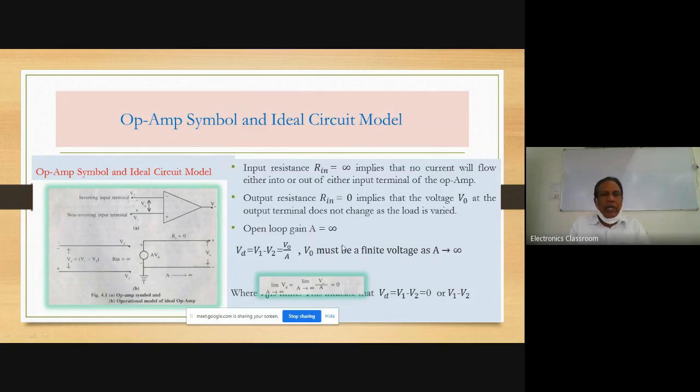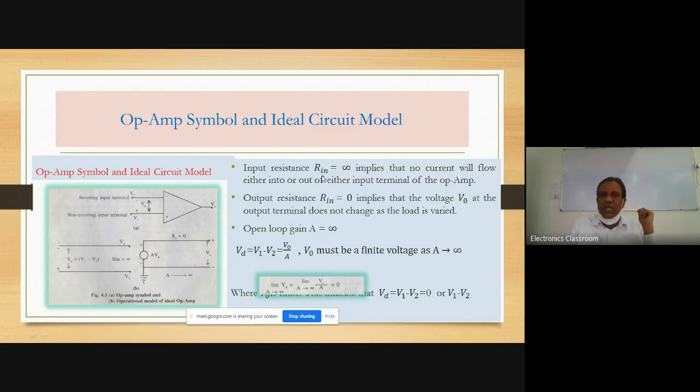Okay, I will just recap this one again. Every student has to remember that there are three assumptions. What are the three assumptions? Rn equal to infinity, first assumption. R0 is equal to 0, output resistance 0, second assumption. And A equal to infinity, third assumption. And the three assumptions have three implications or three meanings.